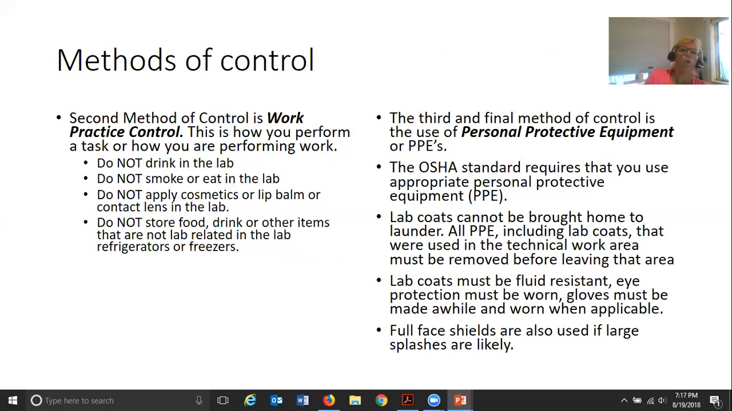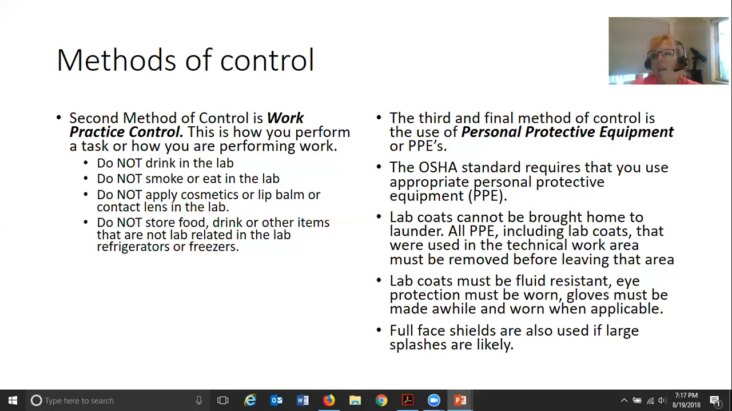Other methods of control are work practice controls. These are things that you do in performing your work that can keep you safe. So, no drinking, eating, smoking, applying cosmetics, storing food, or other things in the lab, okay? And then the third and final method is personal protective equipment. The other thing with work practice control is hand hygiene. That should be listed up there. That is the most important thing that you can do.